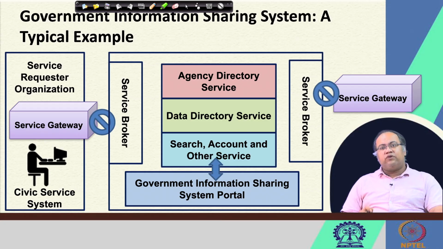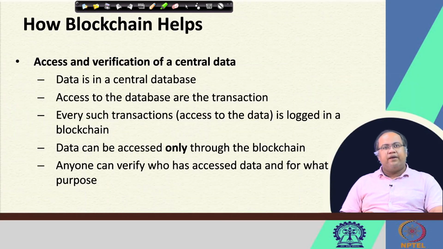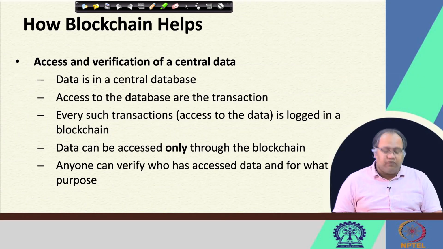But the question comes: who is going to store the data with them? Typically, whenever a certain organization, the civic service system, or any kind of institutional organization accesses the data from that central database, they also keep a copy with them. And whenever they keep that copy, we deem that it actually increases the possibility of a data breach from the system. So, the question comes: how does blockchain help?